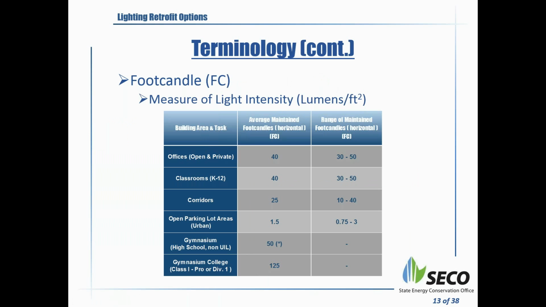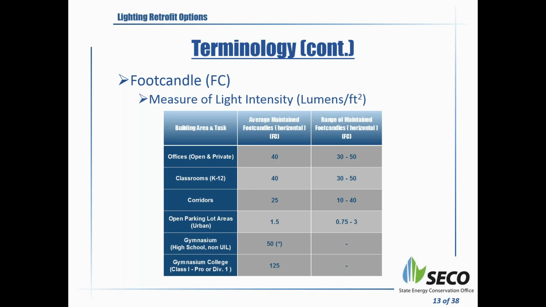The other thing that is important to know is the foot candle. What kind of foot candles do I have? You may have heard this terminology; it is a measure of light intensity, which is lumens per square foot. I've given you some examples. Typically in office spaces, open or private offices, the average or maintained foot candle on a horizontal plane is about 40. This is at desk level, or wherever you'll be doing the task, which is called task level. So an average foot candle of 40.